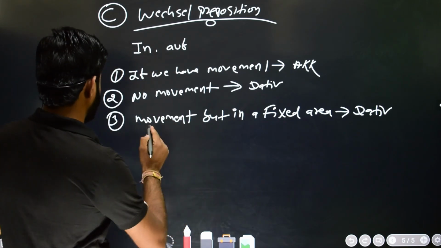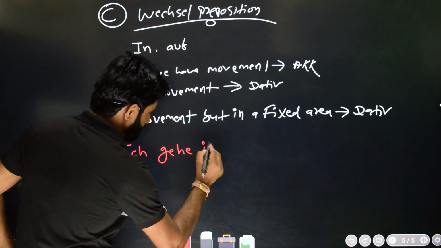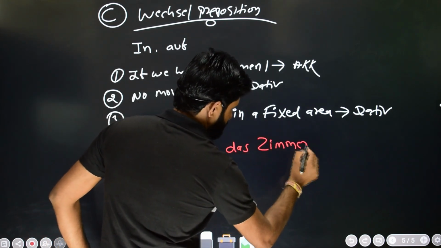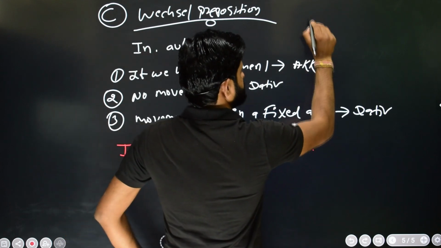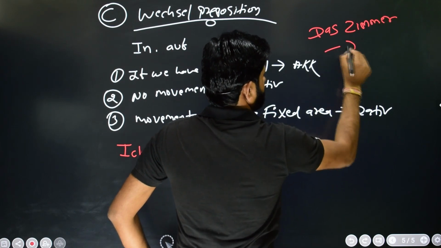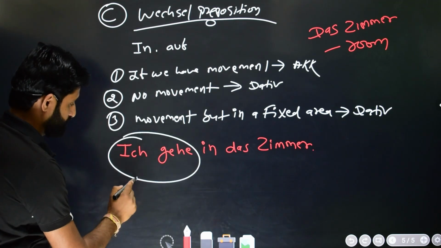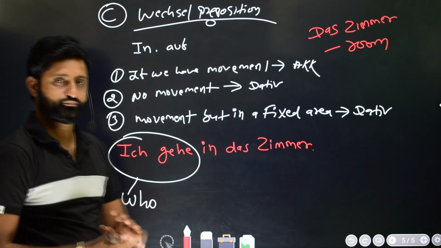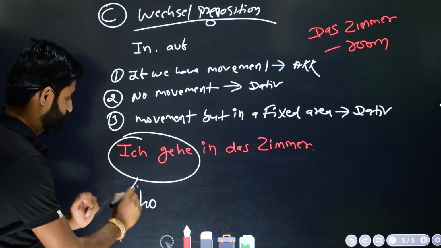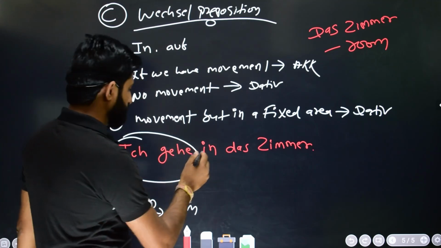So let's take an example. Ich gehe in das Zimmer. Zimmer means room. The article of Zimmer is das Zimmer. Das Zimmer means room. So let's apply the rules. Who is going? Who is going in the room? We have already learnt that if we have a question with who, then that part of the sentence will be nominative. So this is the nominative part. Ich gehe is nominative. Then comes in.